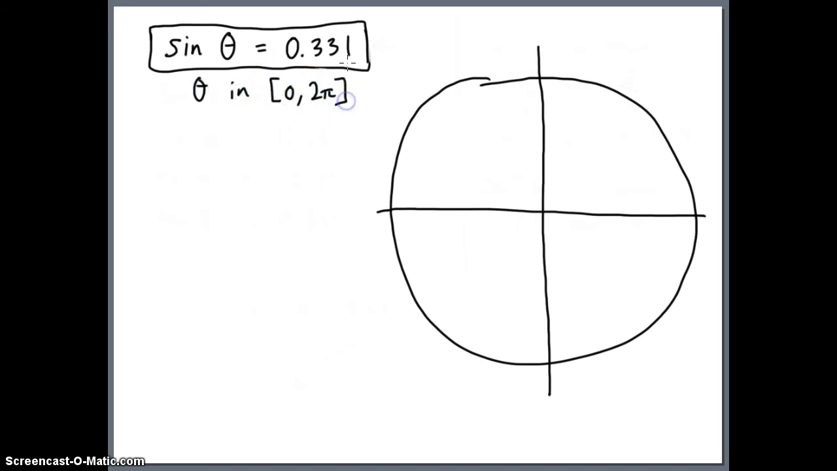You could look at variants of this problem for different intervals other than 0 to 2 pi. But this is asking: find the angle where the associated point on the unit circle has y coordinate equal to 0.331, because sine is the y coordinate. Here is where the y coordinate is 1, and here is where the y coordinate on the unit circle is 0.